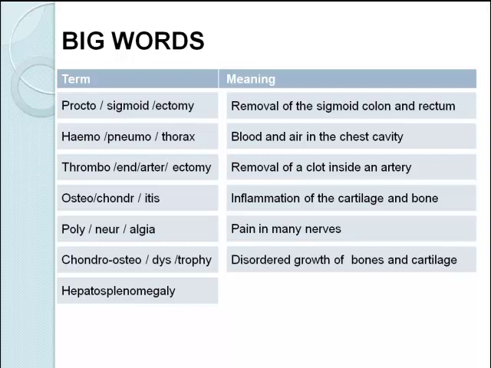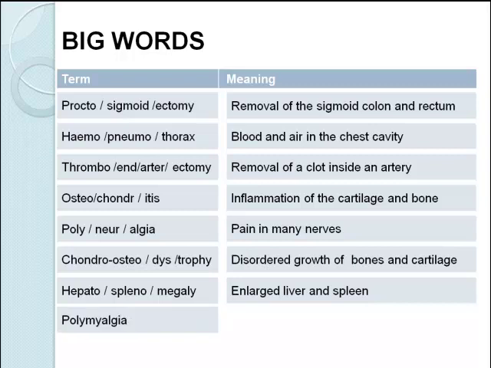Hepatosplenomegaly. Put the breaks in. Megaly, enlarged. It's an enlarged spleen and liver. Enlarged liver and spleen. And lastly, polymyalgia. Let's put the breaks in. Poly, break, my, break, algia. Algia is pain. My is muscles. Poly, many. Pain in many muscles.